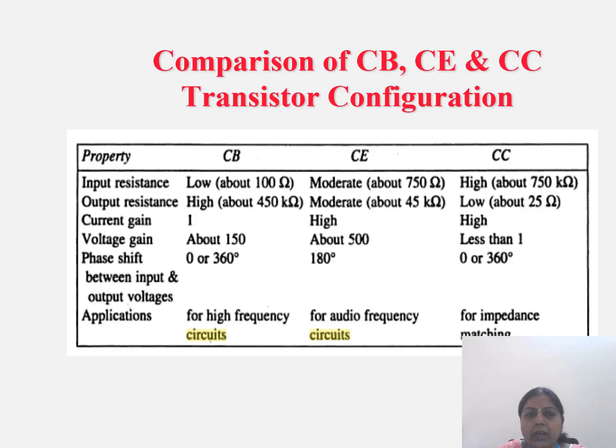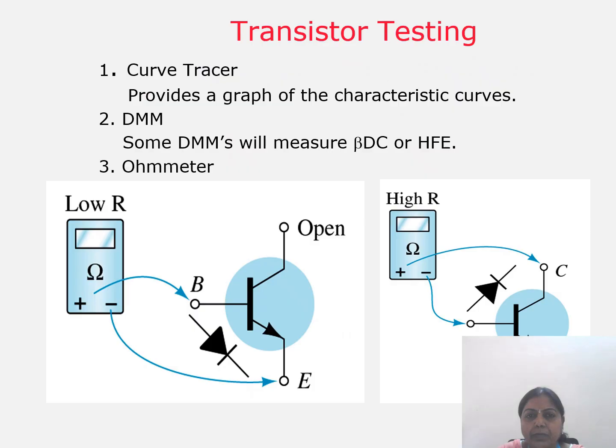So based on the three configurations, we have a comparison with respect to input and output resistance, current gain, voltage gain, phase shift, then applications. Application wise, common base is suitable for high frequency circuits. Common emitter is used for audio frequency circuits, and the common collector is suitable for impedance matching.